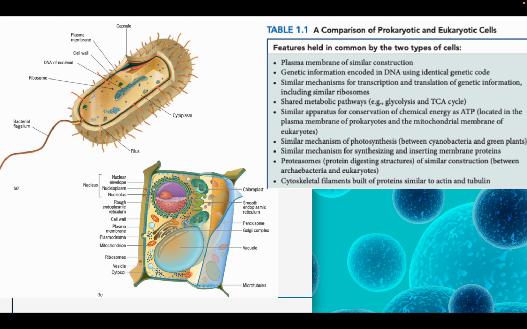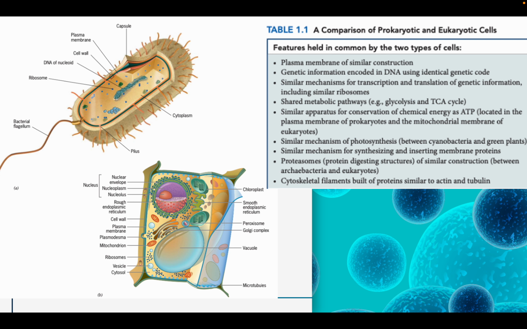Next, we have ribosomes. Ribosomes are involved in protein synthesis. They are present in both eukaryotic and prokaryotic cells. However, they differ slightly in size and structure between the two types. Okay?